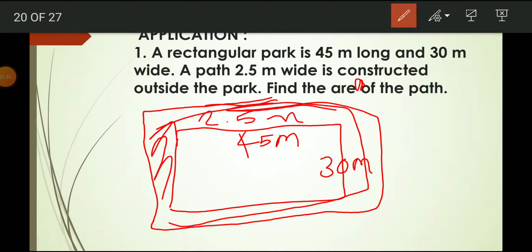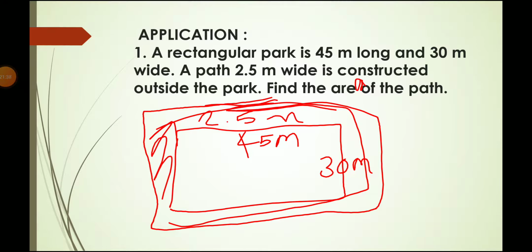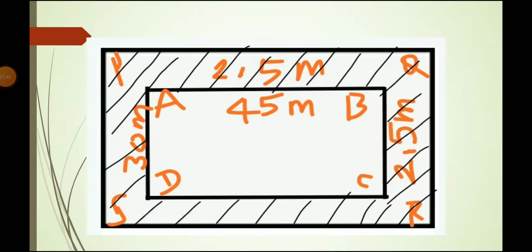So this diagram is a rough diagram. In the slides you can understand what the diagram is. See, the inside length is 45 and the breadth is 30. We make the outside path, not an inside path, that is the outside path. So we extend the rectangle; the outer rectangle is PQRS, the inside rectangle is ABCD. The width of the path is 2.5 meter.